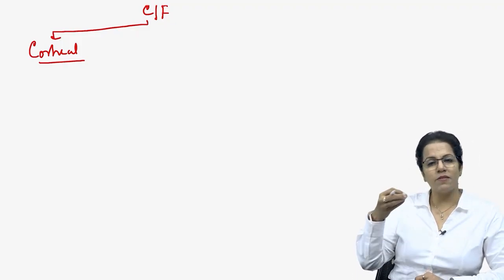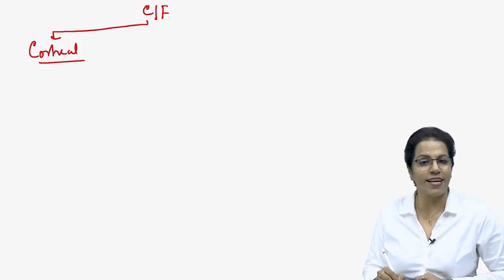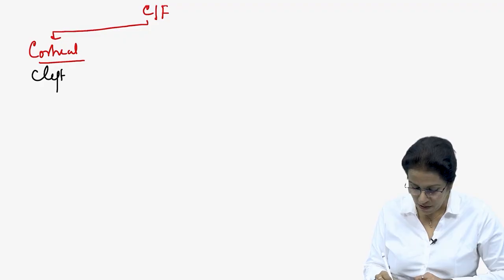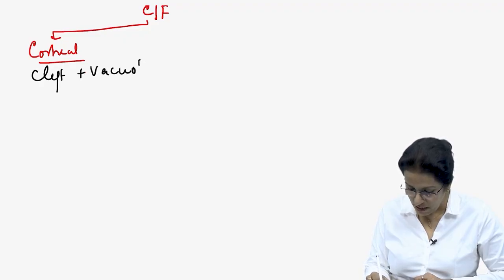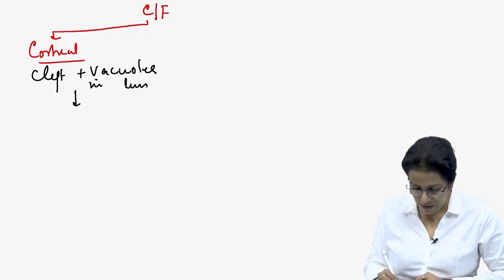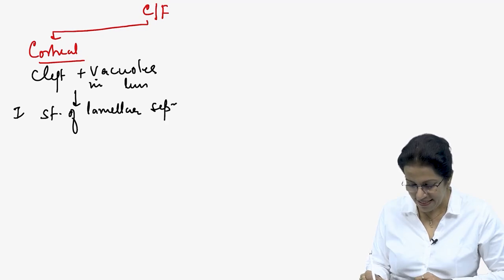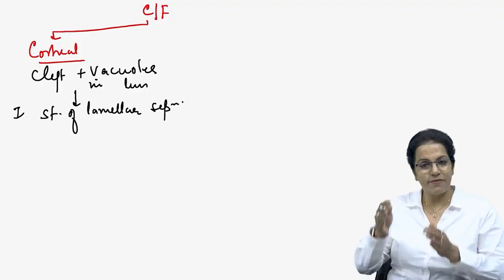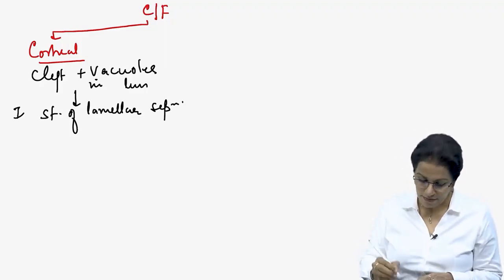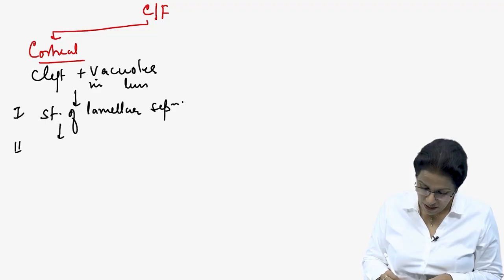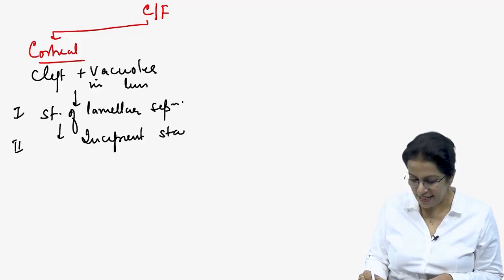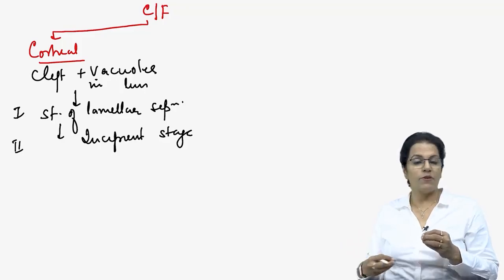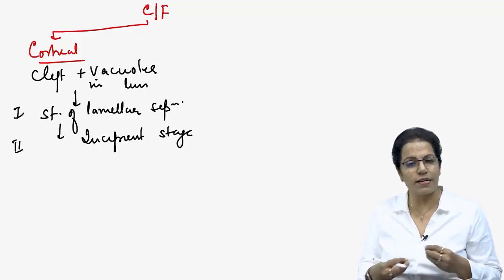First, there will be some clefts and vacuoles between the lamella due to the water collection out there. These clefts and vacuoles will slowly lead to a stage of lamellar separation. Okay? And when there is a stage of lamellar separation, what will happen? That means water is there and some lamella is separated. Next stage would be your incipient stage. Incipient stage is mainly when you see the radial spokes and you see some cataractous changes have started.